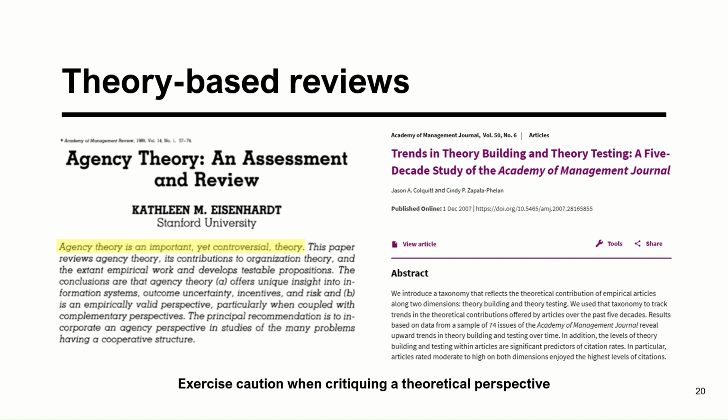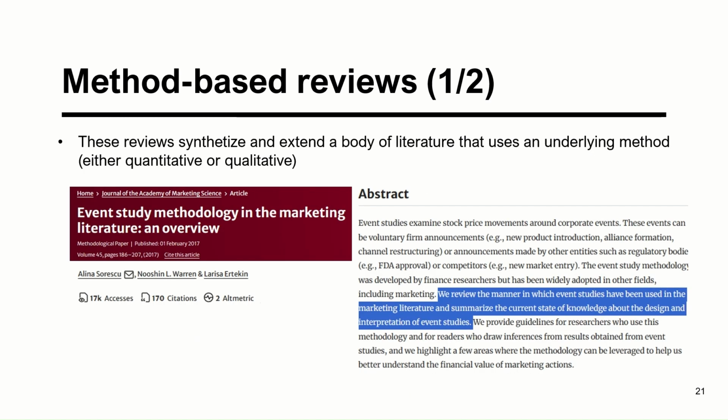But when you're writing some of these theory-based reviews, I think it's important that you exercise caution when you're critiquing a theoretical perspective, like you see here, right? There is a very important statement that the author makes, saying agency theory is an important yet controversial theory. Now, you've got to be very sure when you're making some of these statements. So I would urge you to be absolutely strong in terms of whatever you've reviewed, and your comments, or rather your narrative, should be measured and appropriate for whatever is the theory that you're reviewing.